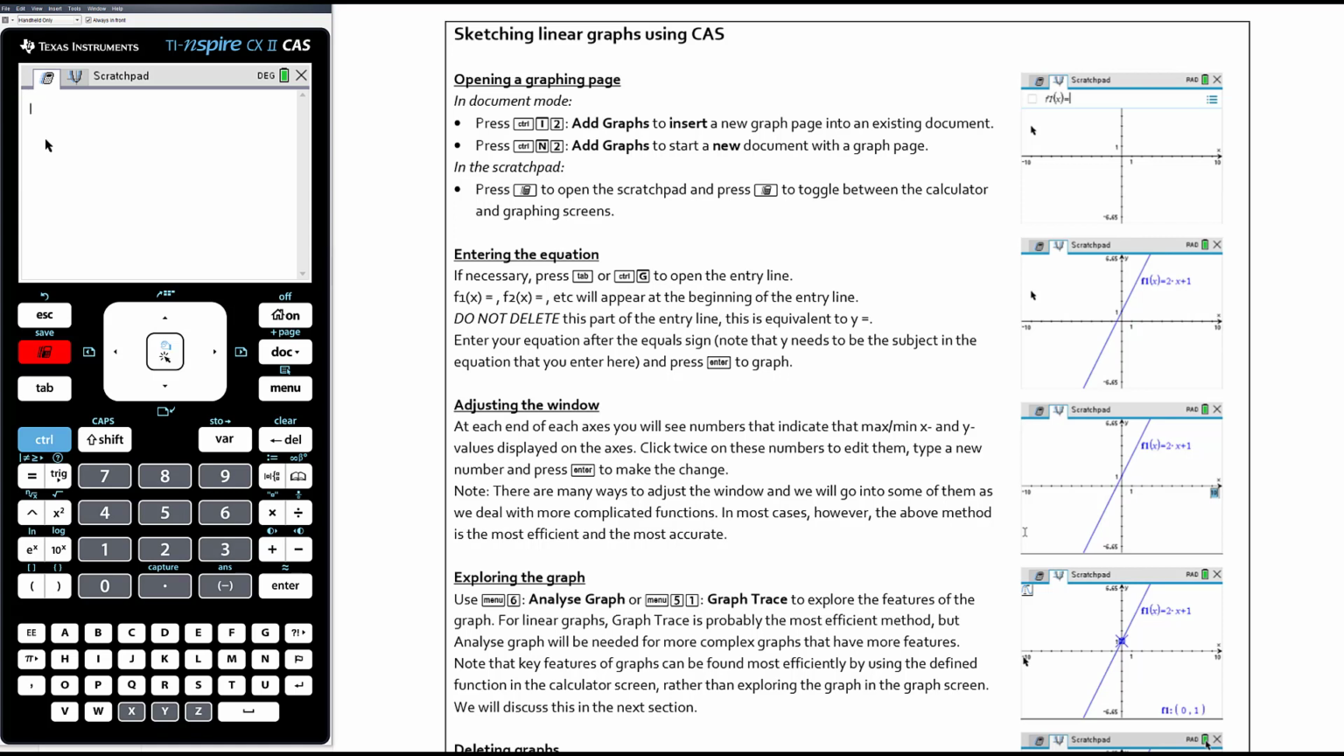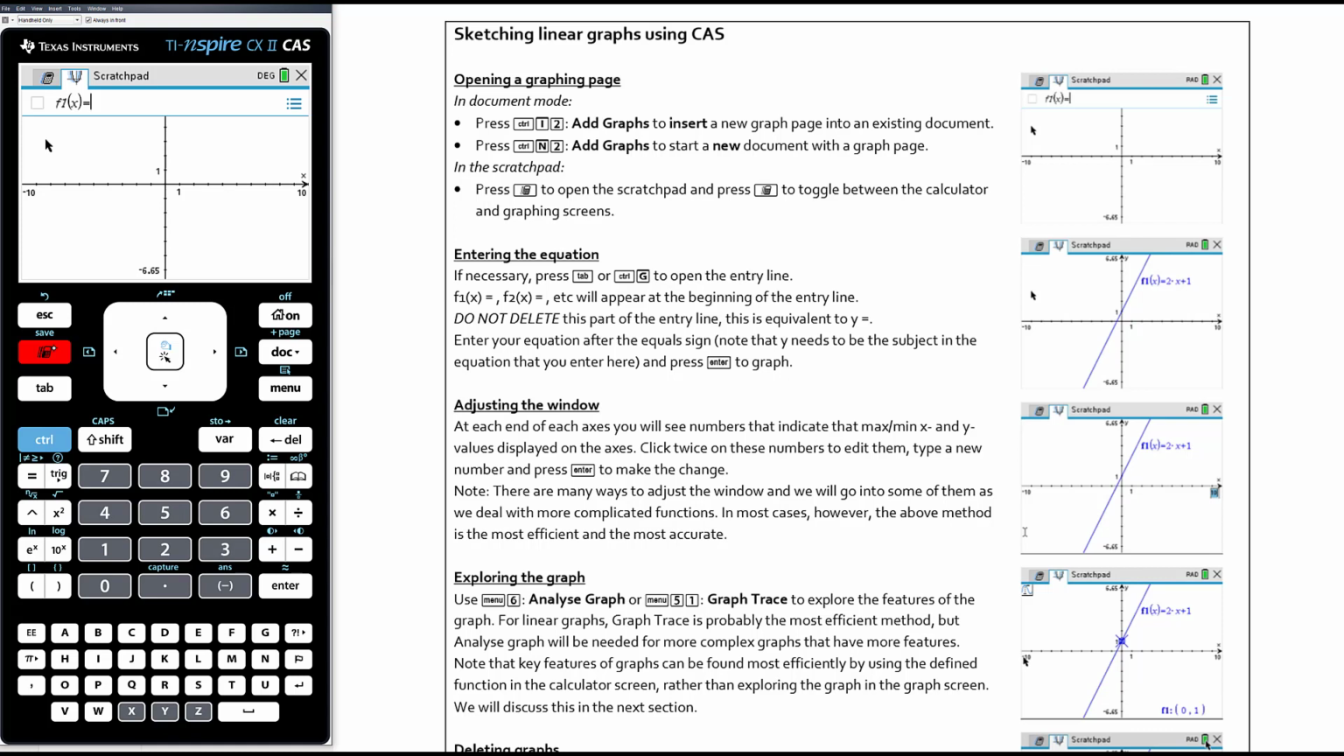I work in the Scratchpad because in Year 10 Maths and throughout Maths Methods, we only need to use graphs and calculators. So I prefer to just keep everything nice and neat in here. So in the Scratchpad, we're going to press the Scratchpad button to toggle from the calculator screen, which is where I was, across to the graphing screen. Now, if you're in luck, your CAS will immediately have opened up the entry line. You can see there it says F1 brackets x equals, and that's where we're going to type in our equation.